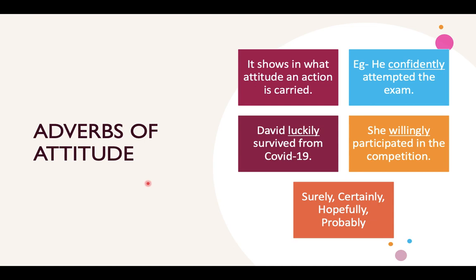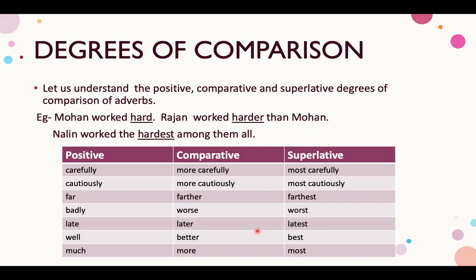Now adverbs of attitude. It shows in what attitude an action is carried out. For example, he confidently attempted the exam. David luckily survived from COVID-19. She willingly participated in the competition. Children, all these words like confidently, luckily, willingly, surely, certainly, hopefully, probably show an attitude of an action. So all these are adverbs of attitude.